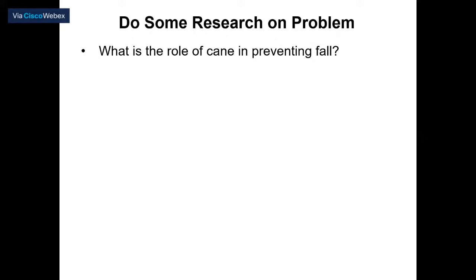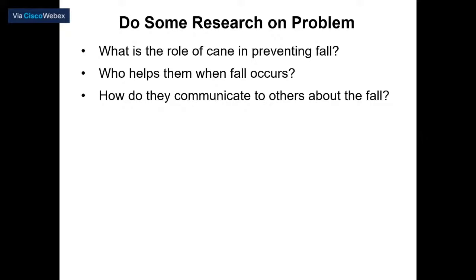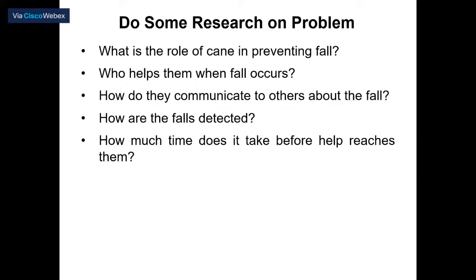What is the role of a cane in preventing falls? Who helps them when a fall occurs? How do they communicate to others, if they are living alone, about their fall? How are falls detected? And how much time does it take to get help when a fall occurs? This is important. If you can get help within an hour, many of the problems can be solved, which is an important aspect.